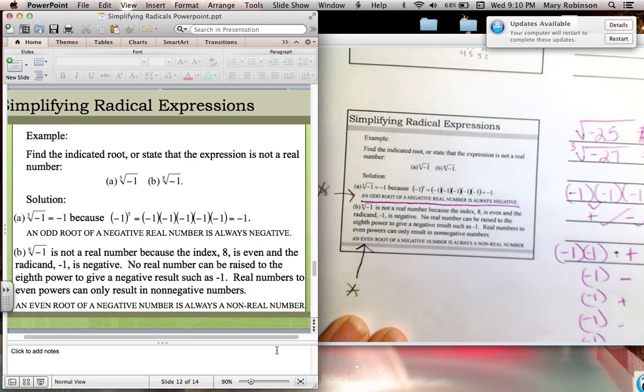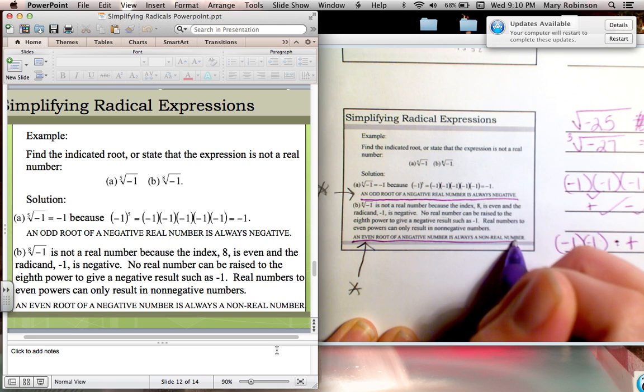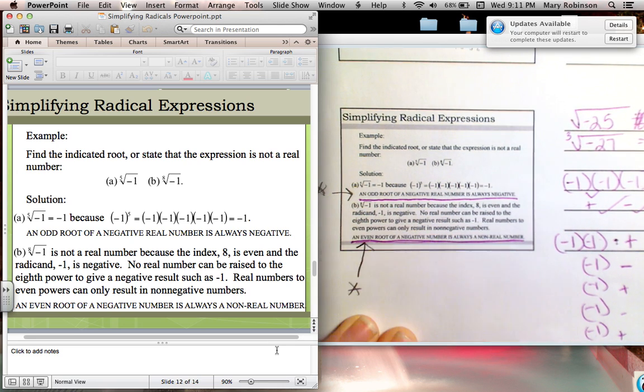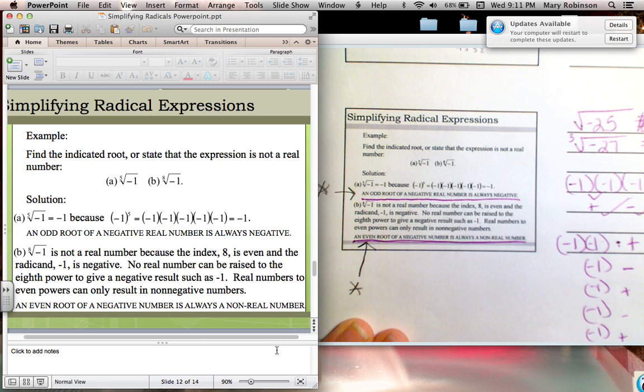Now check out just a little bit below it. An even root of a negative number is always a non-real number. So this is going to be our square root, our fourth root, our sixth root, our eighth root. Anything that is an even root of a negative number will be a non-real number.